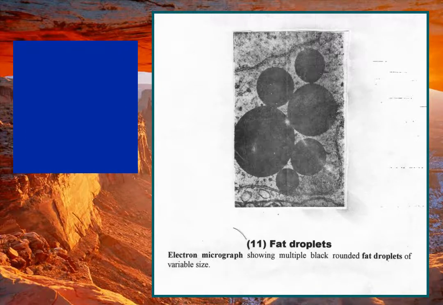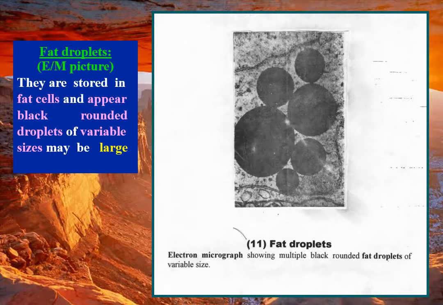Electron micrograph of fat droplets or lipid droplets. They appear as black rounded droplets of variable sizes, may be large or small.